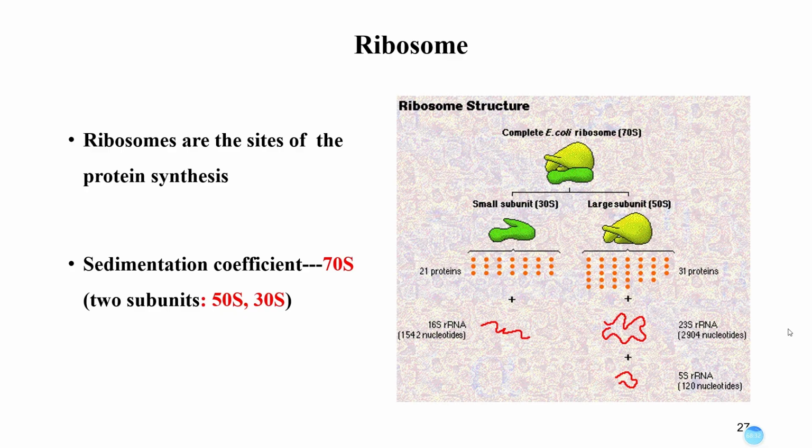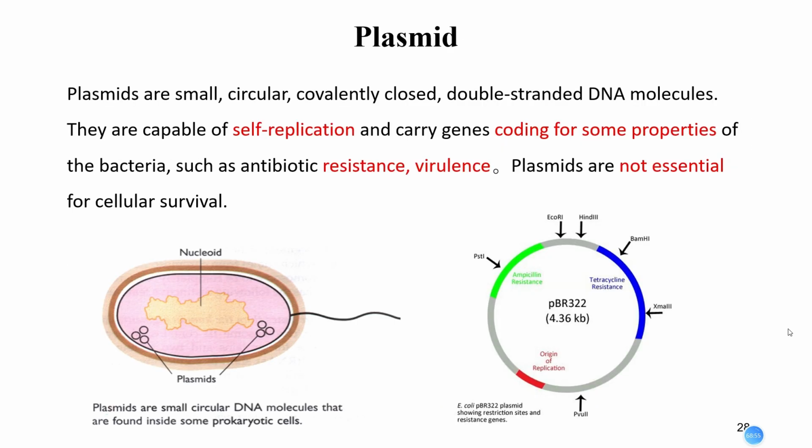It's a complex structure. It's like machinery, which can read the information in messenger RNA so that it can translate the information in messenger RNA into amino acid sequence to make polypeptides. So that's the only organelle of bacteria. And also plasmid. Plasmids are, well, relatively small DNA inside the cell.